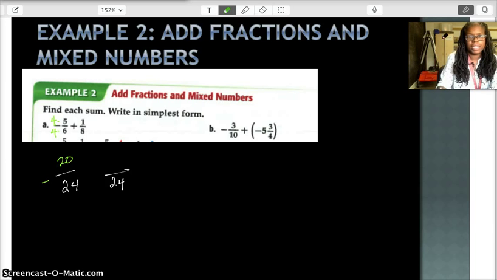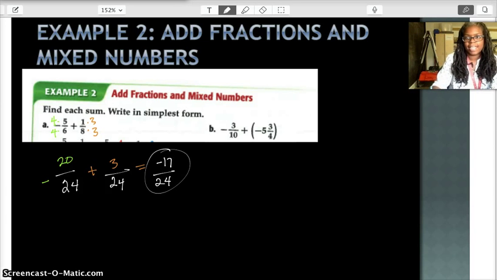And since 3 times 8 is going to give me 24, I'm going to multiply the numerator by 3 and I get 3 there. So now I'm adding these two guys up. My denominator is 24. My numerator is going to be -20 plus 3, which we know to be -17, and I'm shutting it down. That's it, my people.